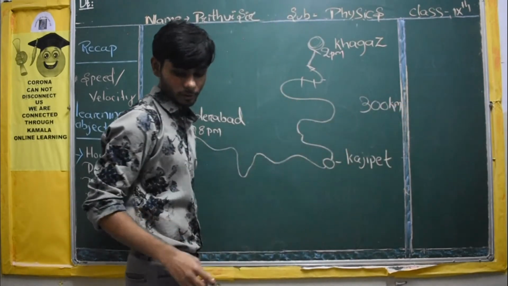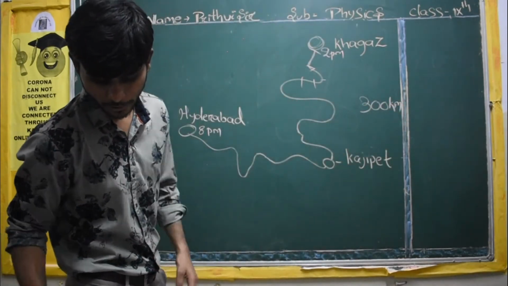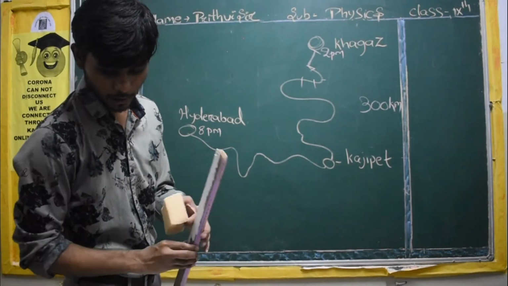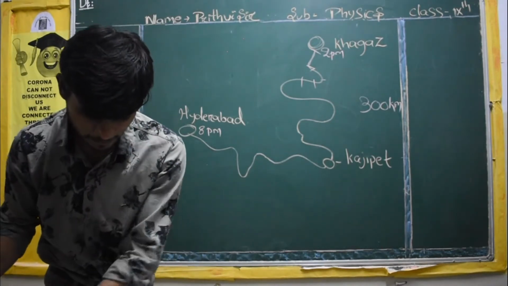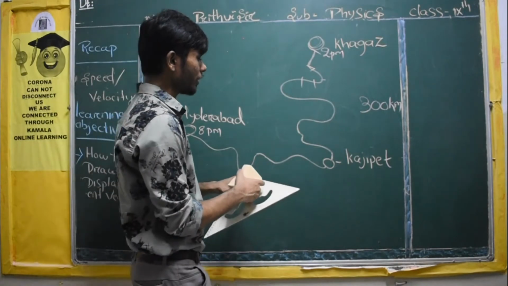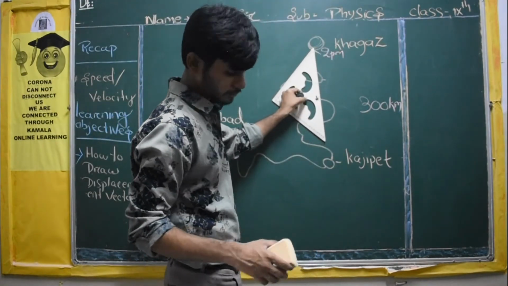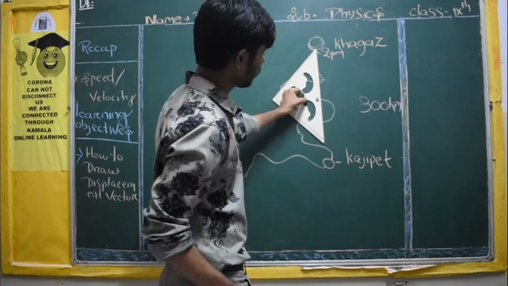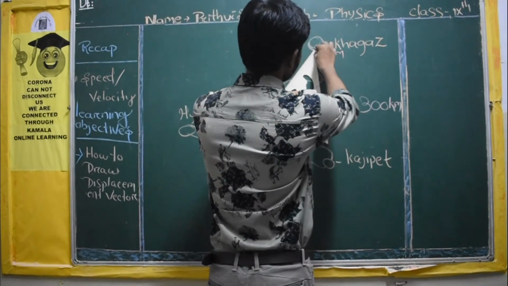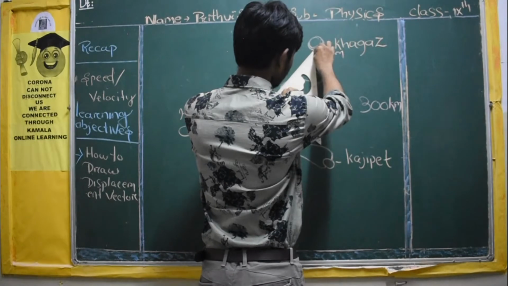Now again it is saying to draw a displacement vector, so let us draw a displacement vector over here. How to draw the displacement vector? I have already explained to you several times. You have to follow a simple path, a straight direction, as you will see.